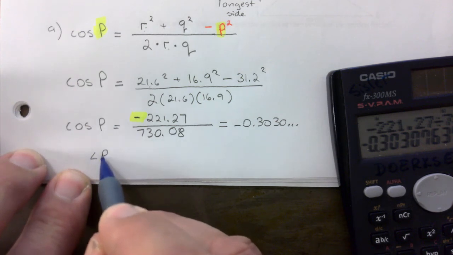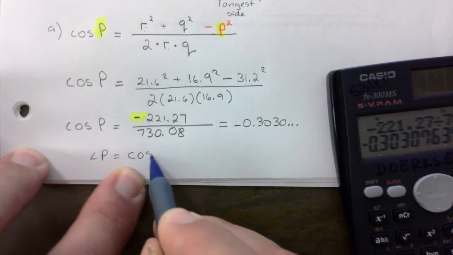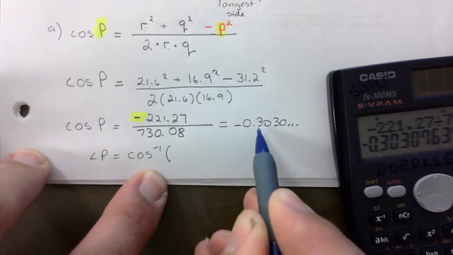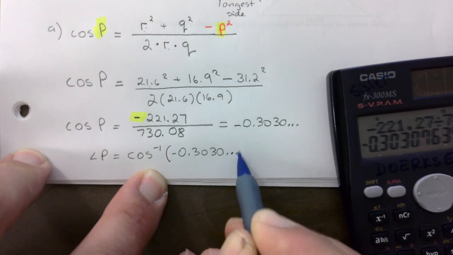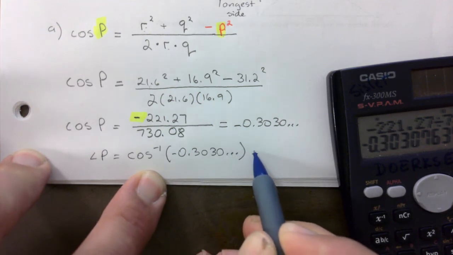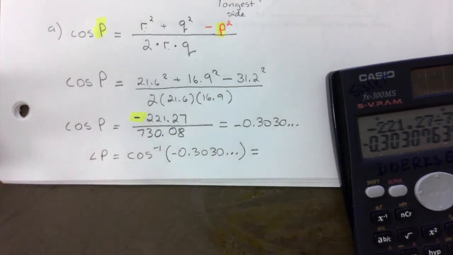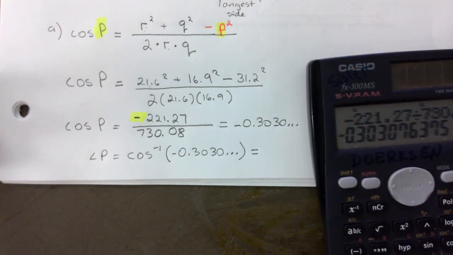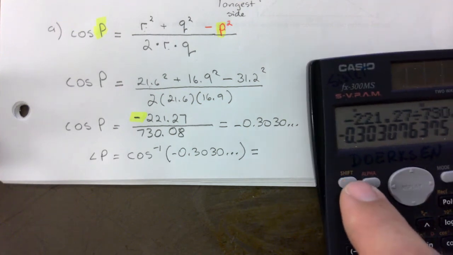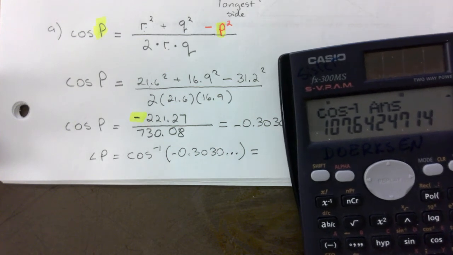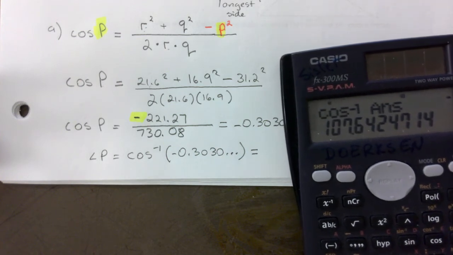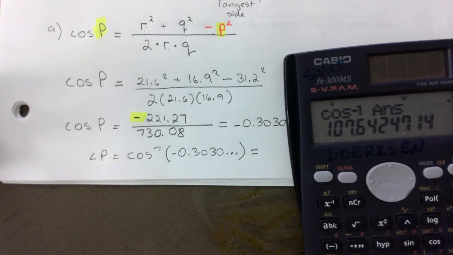So watch this. We're going to go angle P is cosine inverse of what I just found, 0.30 dot dot dot, and you can answer it right next to it if you'd like. So I'm going to go shift or second, whatever your calculator does to call it, and then press cosine. I will hit equal, and it is 107.64 degrees. You heard it right. It's 107.64.